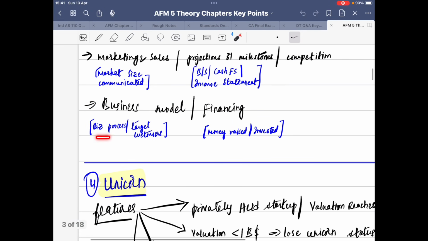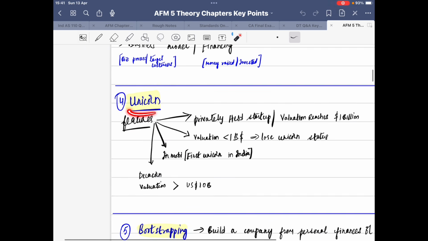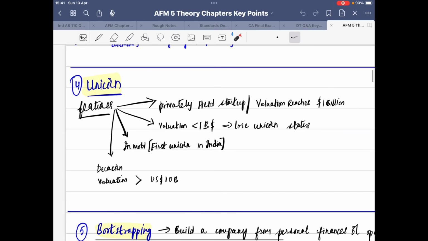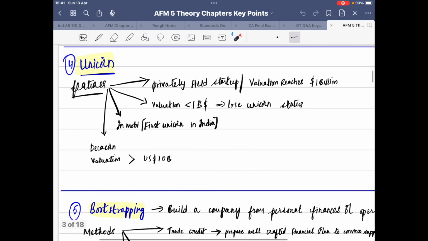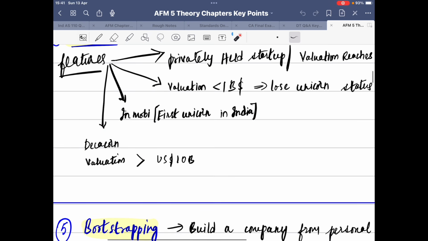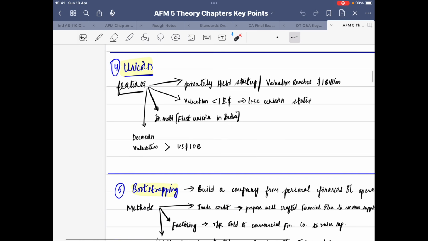Business model, business process or target customers, financing, money raised or invested. Unicorn features: privately held startup, valuation reaches $1 billion, valuation less than $1 billion then lose unicorn status. InMobi, first unicorn in India. Decacorn valuation more than 10 billion US dollars.